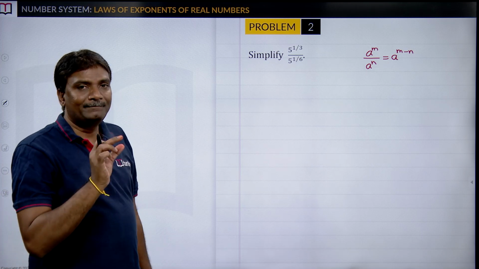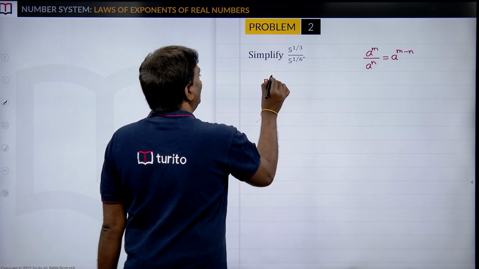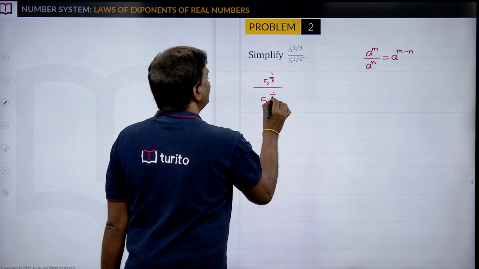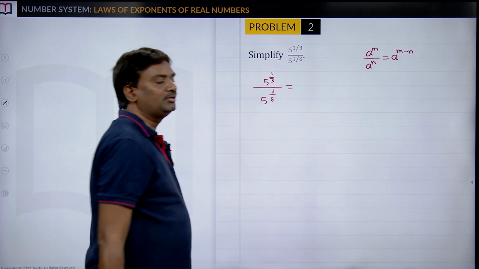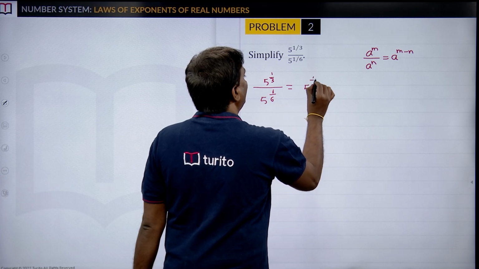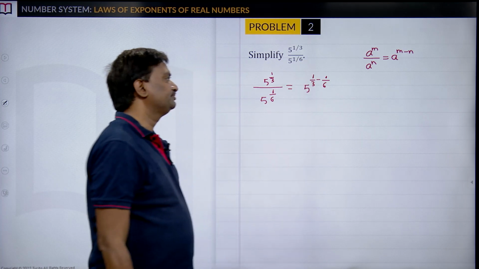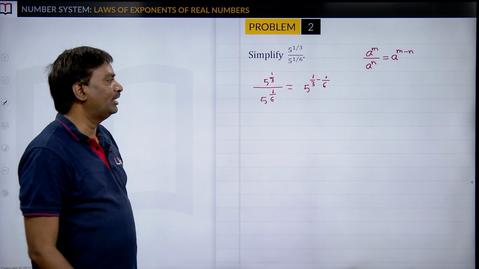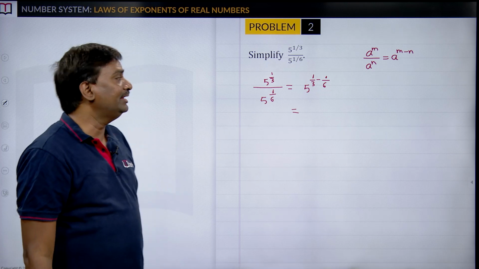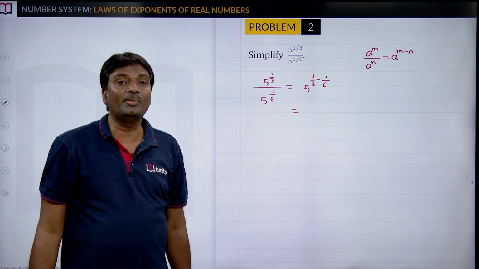So you can compare the given problem with a power m by a power n. 5 power 1 by 3 by 5 power 1 by 6 equal to, so the formula is a power m minus n, 5 power 1 by 3 minus 1 by 6. So by observing 1 by 3 minus 1 by 6, clearly they are rational numbers. But here we have different denominators.